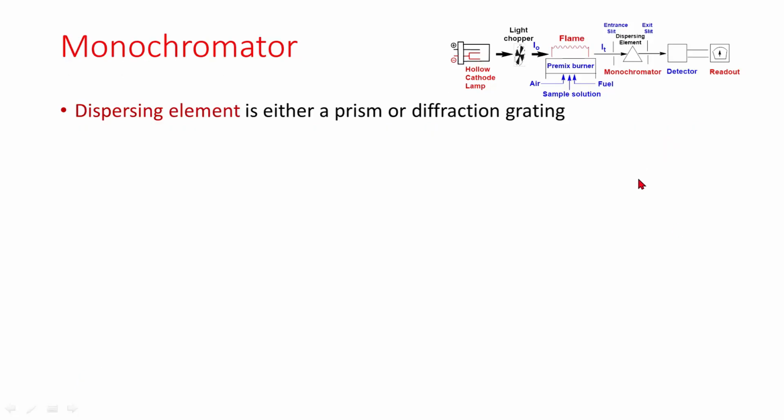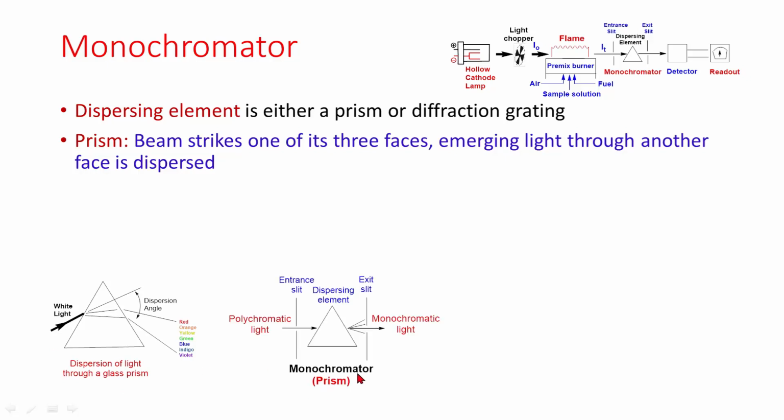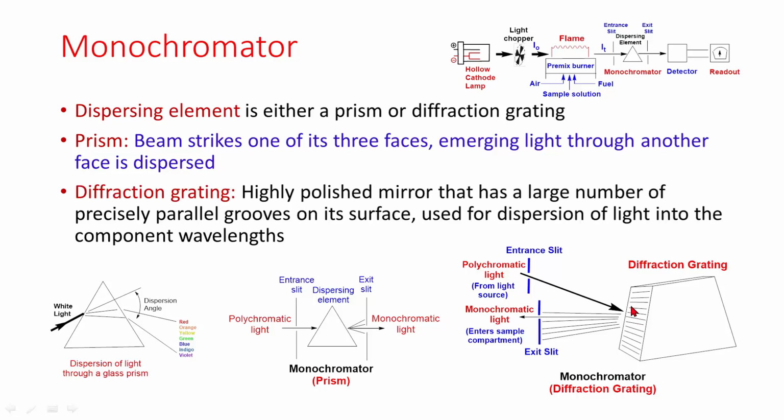The dispersing element is either a prism or a diffraction grating. The prism is where white light is dispersed. This shows a prism as monochromator. This shows a diffraction grating as monochromator. A diffraction grating is a highly polished mirror that has a large number of precisely parallel grooves on its surface and is used for dispersion of light into component wavelengths.